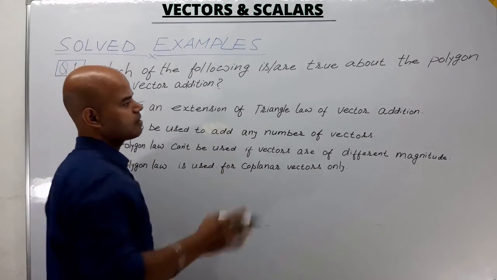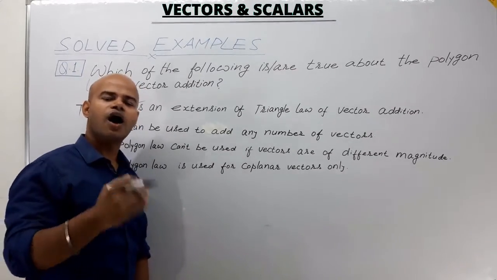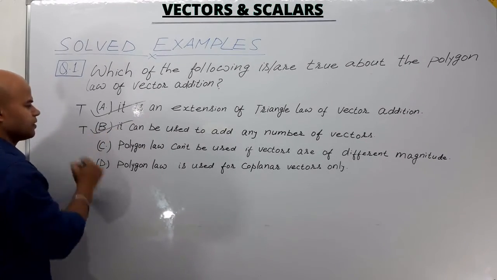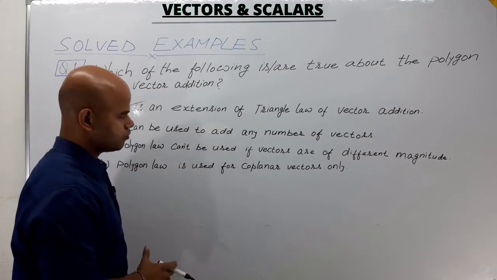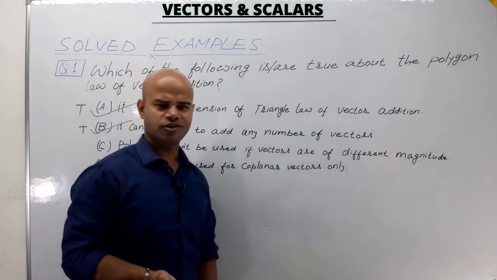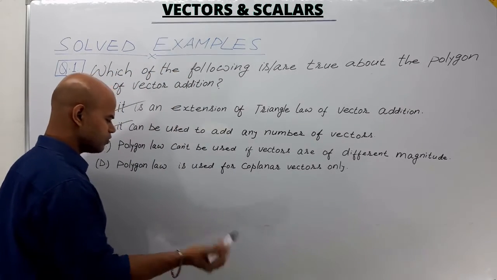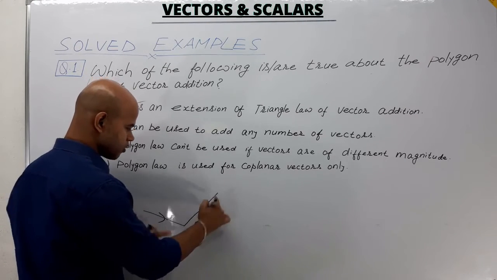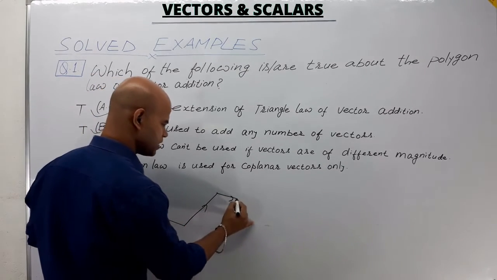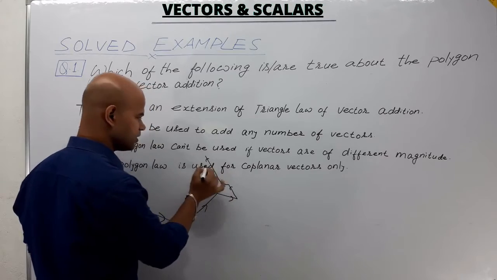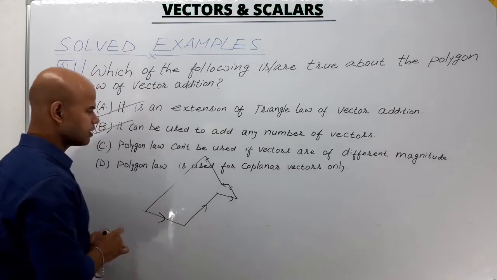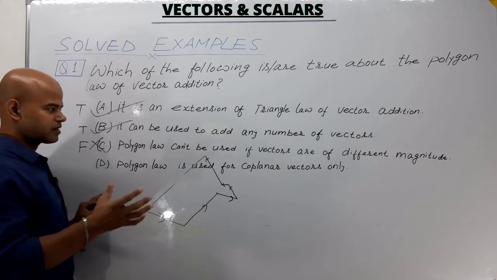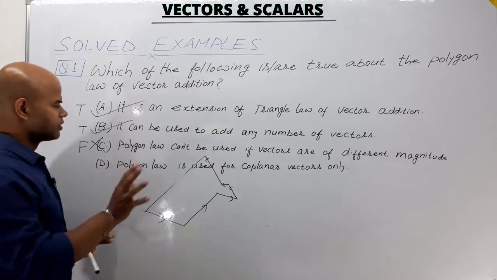It can be used to add any number of vectors. Yes, there is no limitation as to how many vectors you want to add. So this is also true, right? Now, Polygon law cannot be used if vectors are of different magnitude. No, there are no such rules. Any number of vectors and with any magnitude, any orientation, doesn't matter. Like if this vector is this much length, then there is no such rule that the next vector should also be of the same length. No. It can be of this length, it can be even smaller, it can be even bigger, doesn't matter. The resultant you will find like this. Alright, so this is false. There is no such rule about magnitude of the vectors which are being added for Polygon law of vector addition.